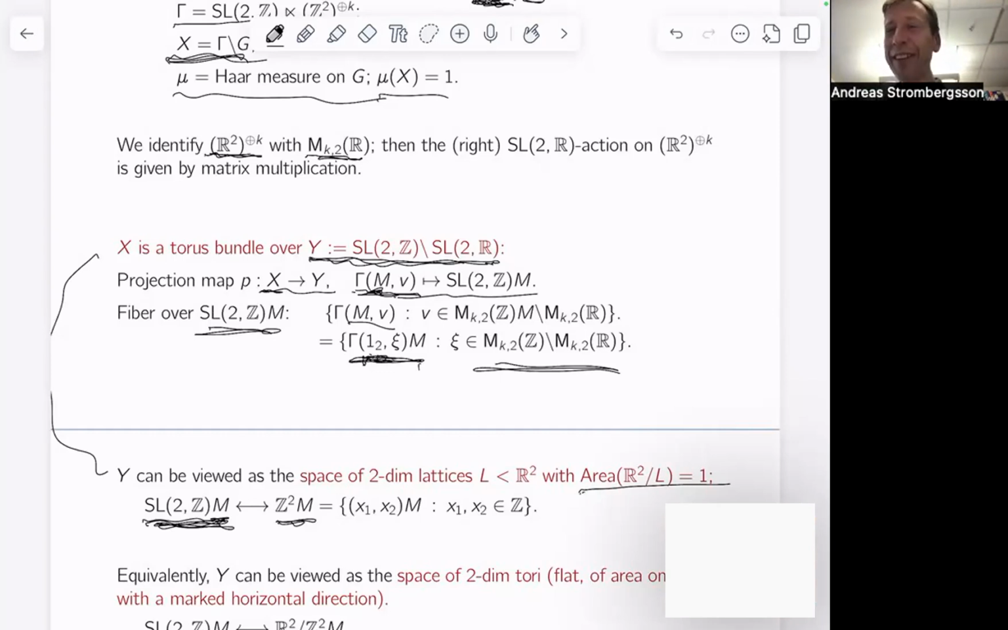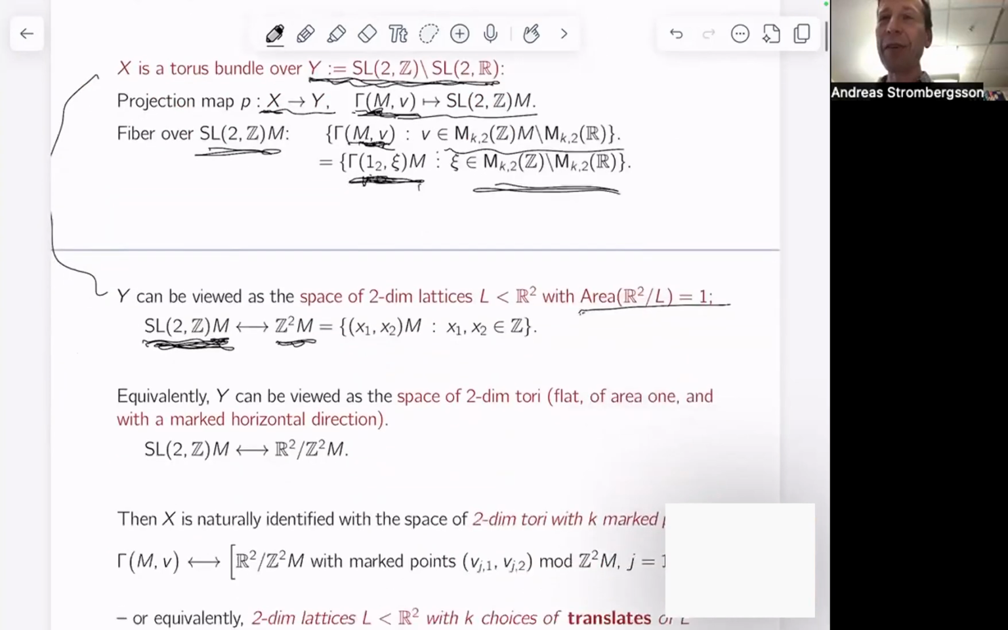If you instead parameterize this fiber in this way, then V lives in a shifted version of such a torus. Okay, so that's Y. Y is a torus bundle over Y. Y is the space of lattices, and this notation will be in place throughout the lecture.